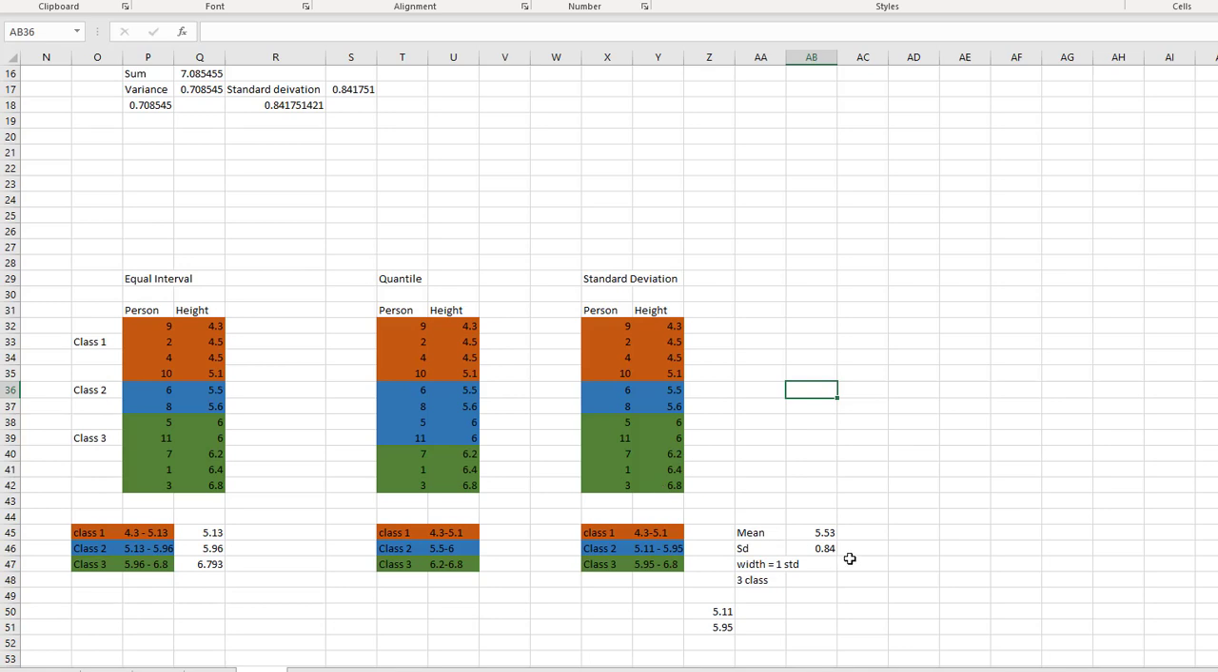Hopefully this makes sense. I know this one's probably a little more complicated, especially when we start to include more data and a greater number of classes. But hopefully, at least in the simplistic scale, the way we approached it made sense. Again, centering on the mean and based on the standard deviation.